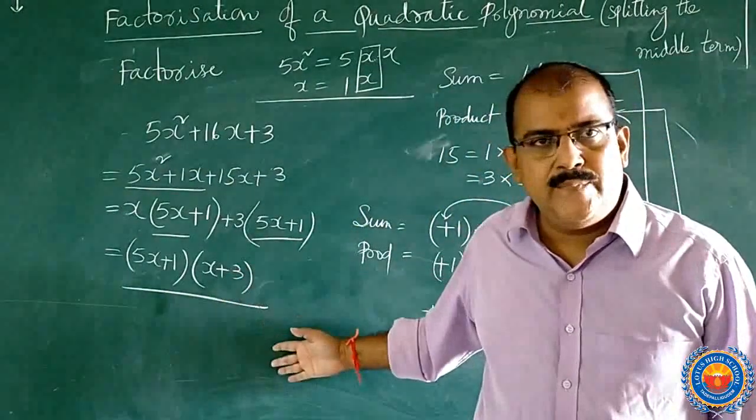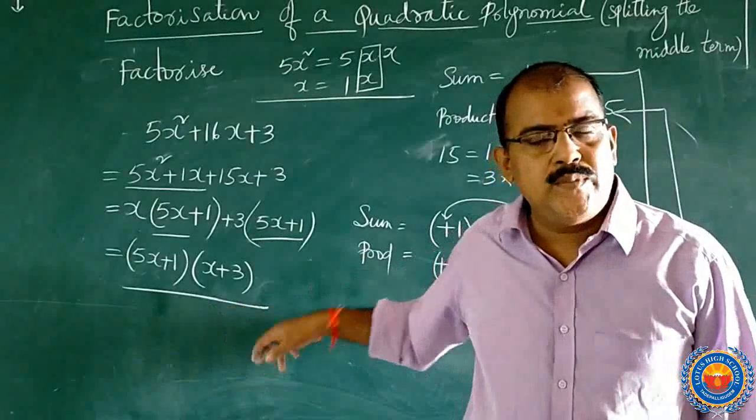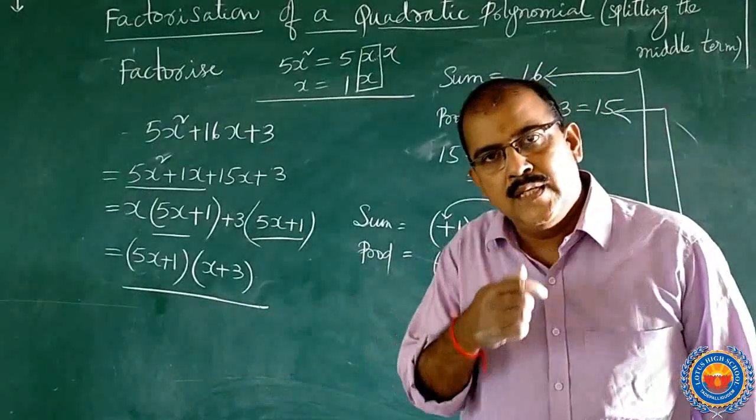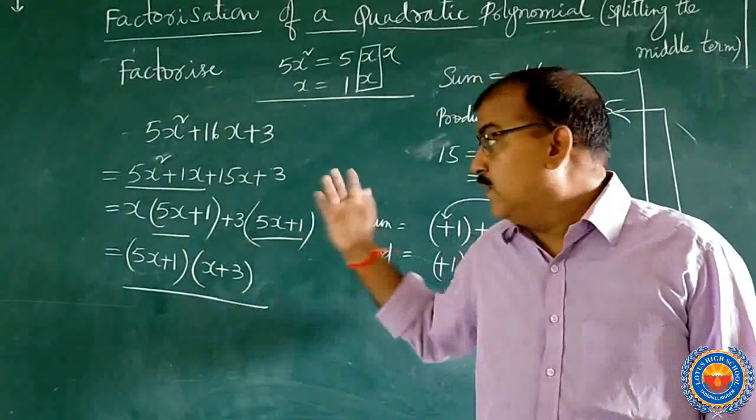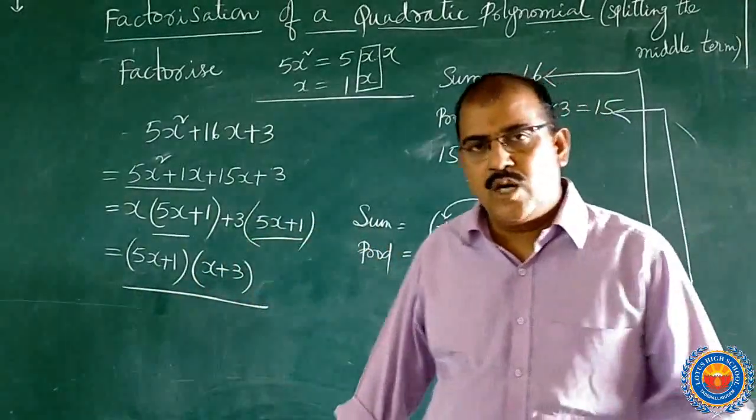(x plus a) into (x plus b) is equal to x square plus (a plus b) of x plus ab. Otherwise, normal multiplication also you know very well. So this one also, this is the third sum.